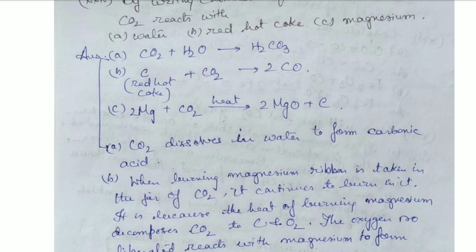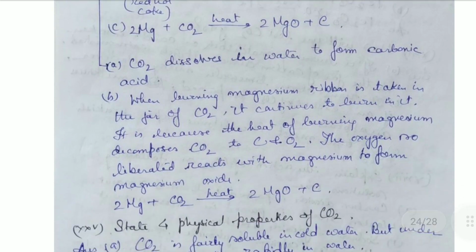When carbon dioxide is passed through red hot coke, the carbon dioxide gets reduced to form carbon monoxide. And in case of magnesium, when magnesium combines with carbon dioxide, it will form magnesium oxide, and carbon dioxide is reduced to carbon. That is, when a burning magnesium ribbon is taken into a jar of carbon dioxide, it continues to burn in it.